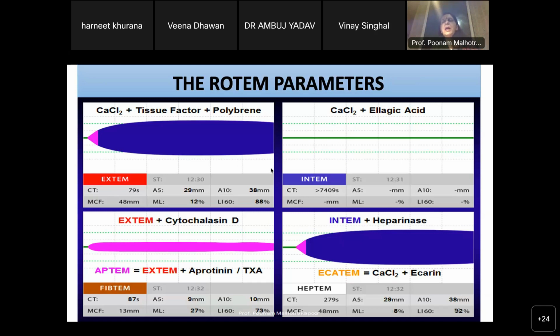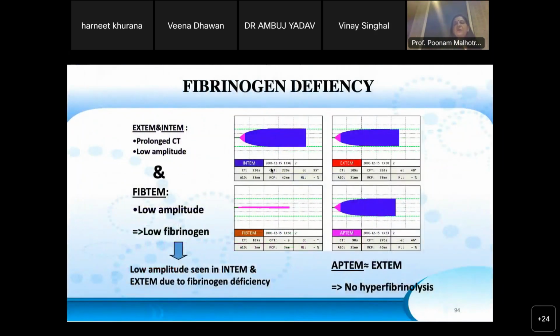So you can see heparin influence with a flat INTEM. Next, please. And here the curves are normal. And here again, you have normal and abnormal screens at the bottom. Now, in this case here, we saw the FIBTEM as a flat line. The amplitude, the MCF, was low, also low in EXTEM. And when you see EXTEM and FIBTEM, which work together, low, it means it's fibrinogen deficiency. So this is a very good machine to tell you about hypofibrinogenemia. There's low amplitude, there's low fibrinogen, and this is seen in INTEM and EXTEM due to fibrinogen deficiency.